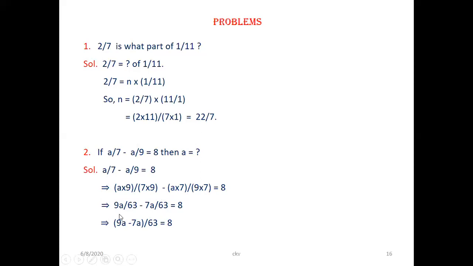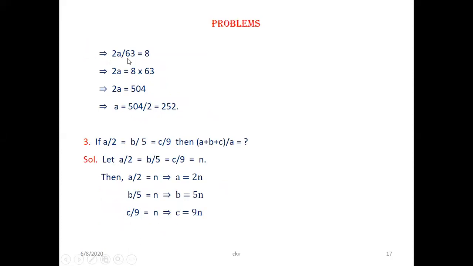See, now both the fractions have the same denominator. So now it is very easy for you to write the difference of these two fractions. How to write? You put the denominator as it is and subtract the numbers in the numerator. 9a minus 7a becomes the numerator of this fraction, and the denominator is anyway common to both fractions, so you write it as it is. So 9a minus 7a by 63, as per the hypothesis, is equal to 8. 9a minus 7a is 2a, so 2a by 63 is equal to 8. That is what I wrote here.